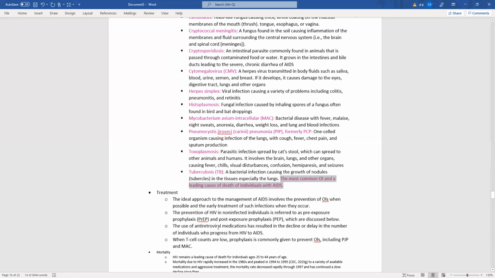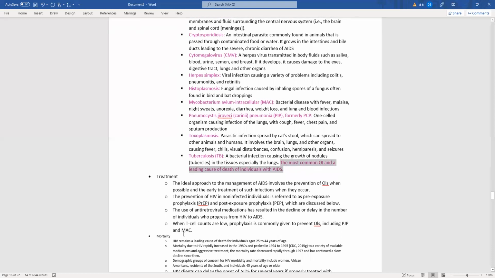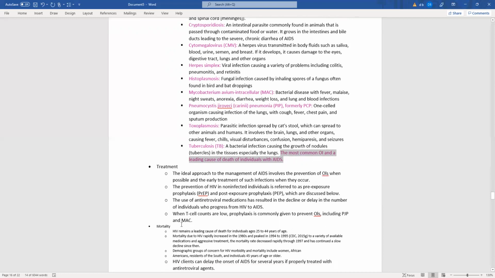The use of antiretroviral meds has resulted in the decline or delay in the number of individuals who progress from HIV to AIDS. When T cell counts are low, prophylaxis is commonly given to prevent opportunistic infections, including PJP and MAC, which is Mycobacterium avium intracellulare, and pneumocystis jirovecii pneumonia. I know I messed it up.